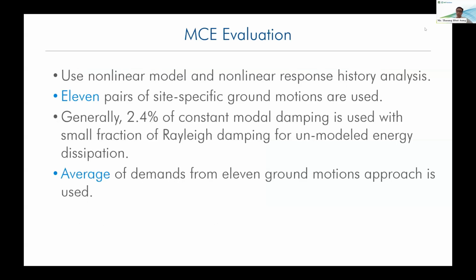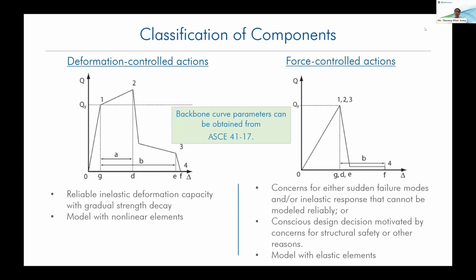For MCE evaluation, we conduct nonlinear time history analysis using 11 pairs of site-specific ground motions, which are scaled and matched to the target MCE level response spectrum. We use the average results of the 11 ground motions when we check the results. And in the nonlinear analysis, we consider 2.4% of modal damping and a small amount of Rayleigh damping.